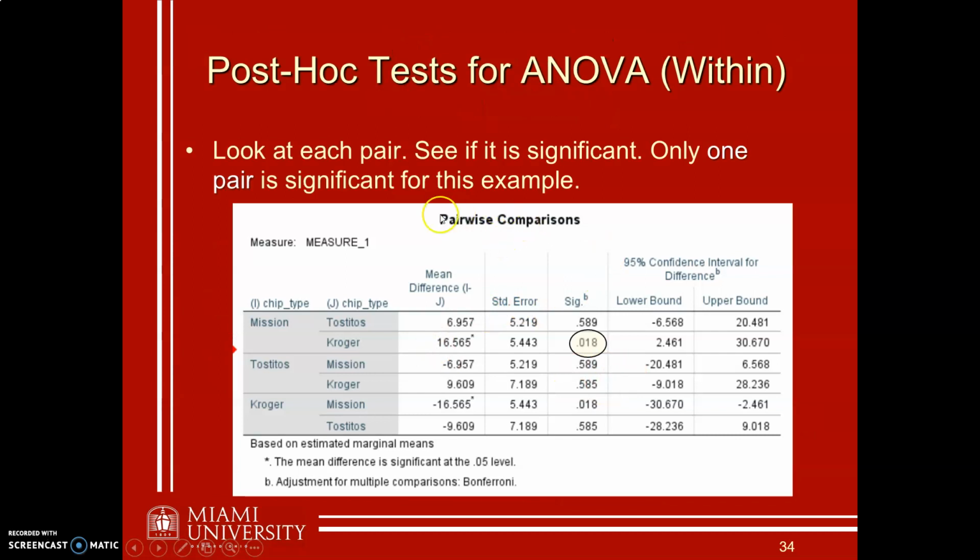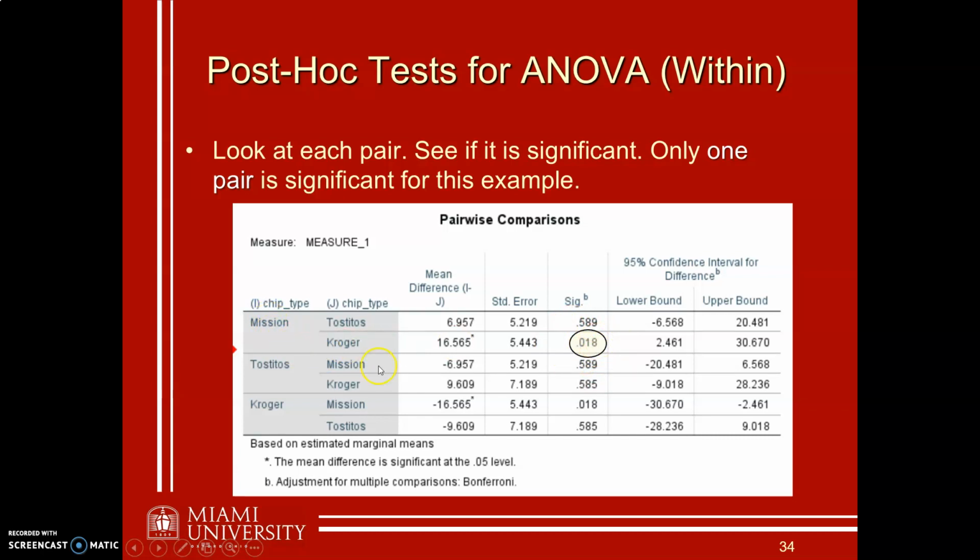So when we run our ANOVA, which we can do through general linear model, and I've got a separate video for how to run that ANOVA if you want the SPSS help, what we're going to end up doing is look at each pair of the levels in our independent variable to see if that pair is significant. In this particular made-up example about 3 different types of nacho chips, only one of those pairs was significant.